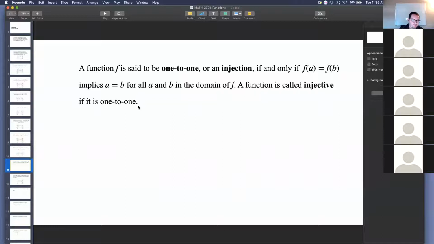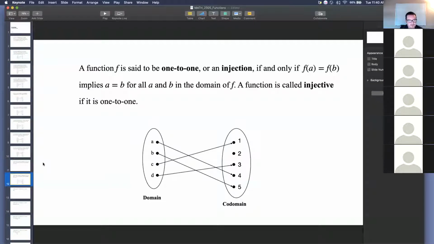So an injection is a one-to-one function, or you can say that a function is called injective if it is one-to-one. In your previous courses, like maybe college algebra or pre-calculus, you would see one-to-one more often than not. But as you go to your higher level courses, you're going to run into the terminology injection and injective. It's going to be more common that this is the terminology you'll use in place of one-to-one.